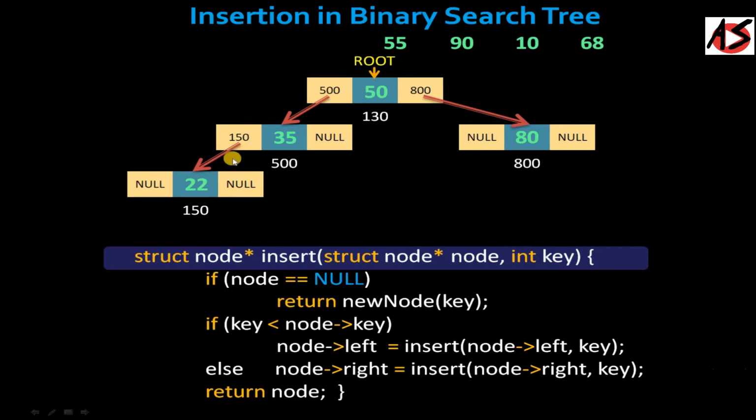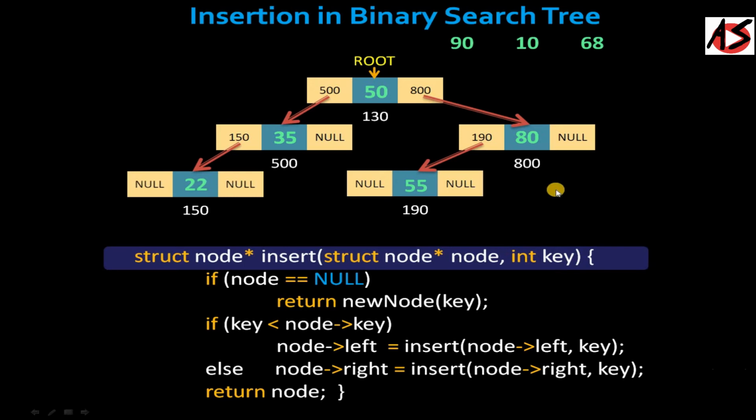Now if you want to insert 55, you are comparing it with the root, that is 50. 55 is greater than the root, so you are going to the right side. You are comparing it with the 80. So 55 is less than 80, so you are inserting it to the left of the node 80.